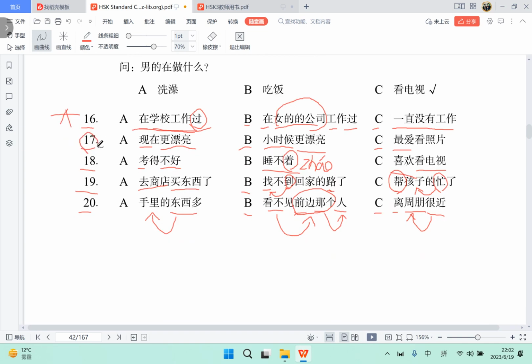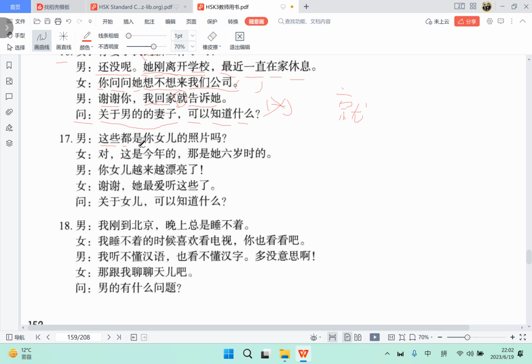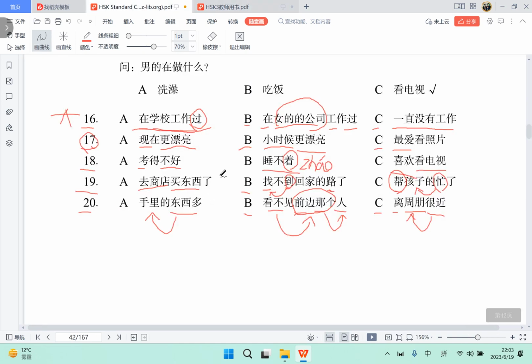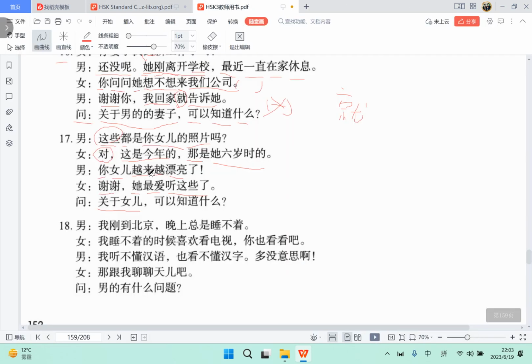Okay, and 第17题，这些都是你女儿的照片吗？Are these all your daughter's photos？对，是 correct。这是今年的，This is this year's photo。那是她6岁时的，That's the photo of her when she was 6 years old。你女儿，so your daughter 越来越漂亮了，more and more beautiful。谢谢，so thank you。她最爱听这些了，so she loves to hear this a lot。关于女儿可以知道什么？So about the daughter, what could we know？所以现在更漂亮，right? Now she's more beautiful because the man said 女儿越来越漂亮，more and more beautiful.